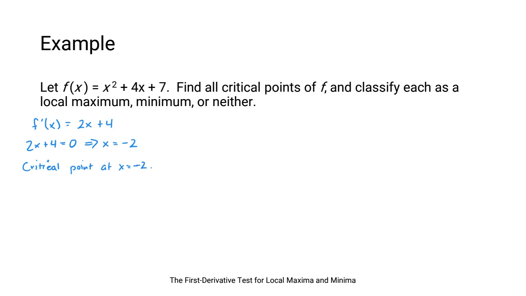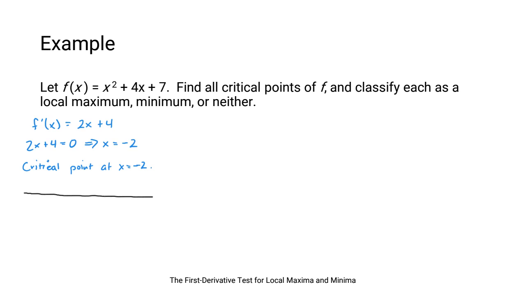Now let's use the first derivative test to determine what kind of critical point f of x has in our example from earlier. We already determined that f has a critical point at x equals -2, and it's the only critical point. But what type of critical point is it? Is it a local maximum, a local minimum, or neither? To figure that out, we're going to use the first derivative test. We're going to analyze the behavior of f prime, positive or negative, on each side of x equals -2.